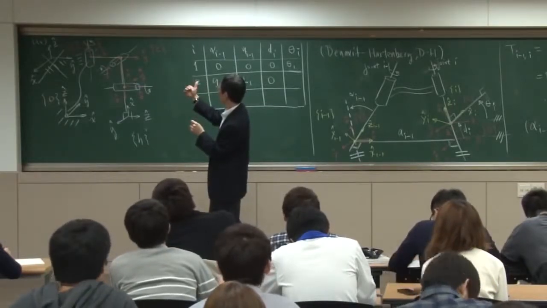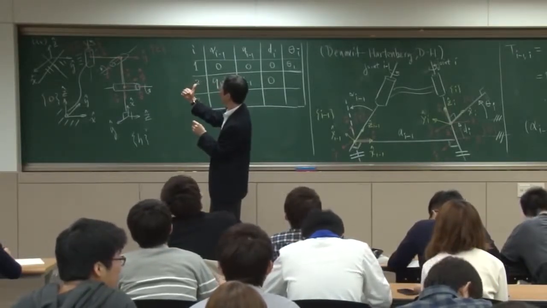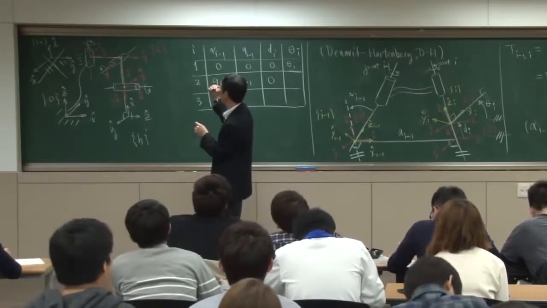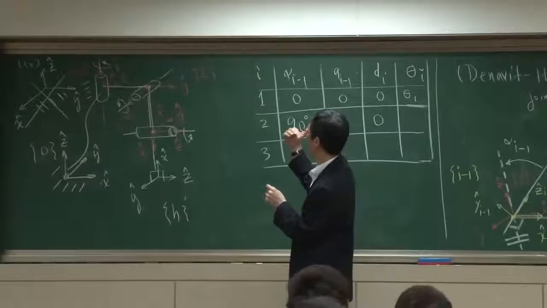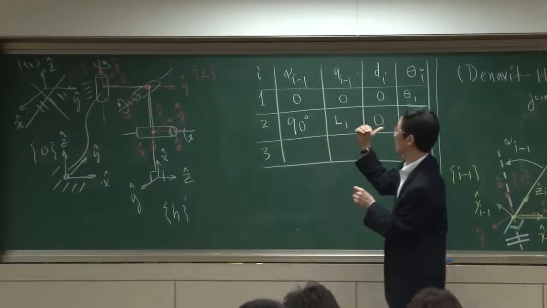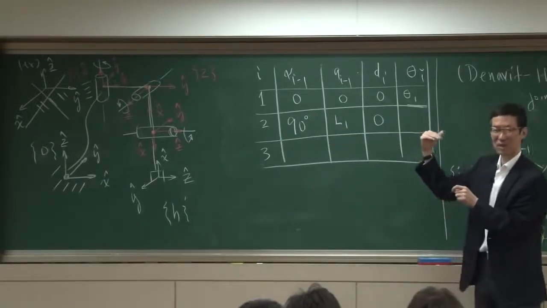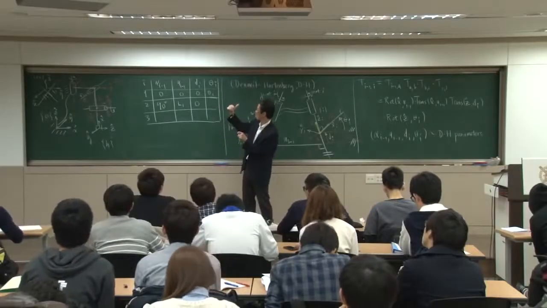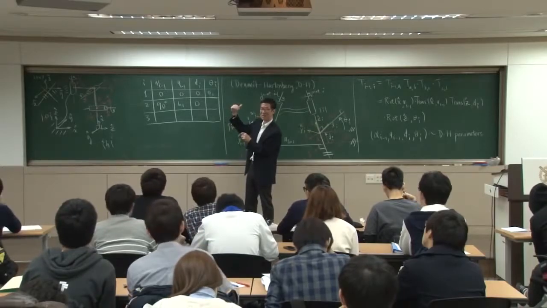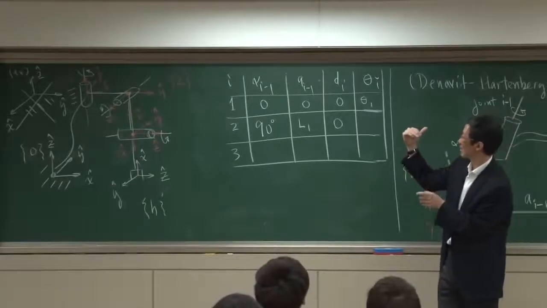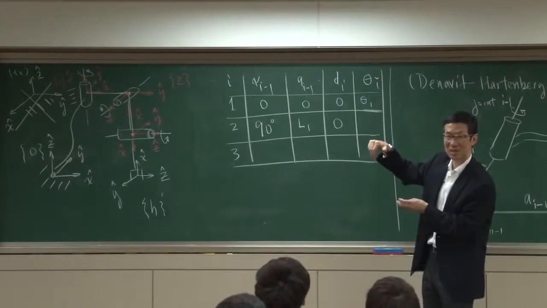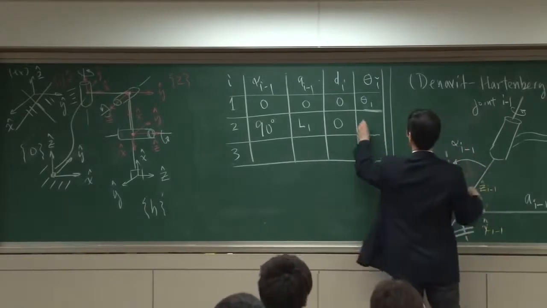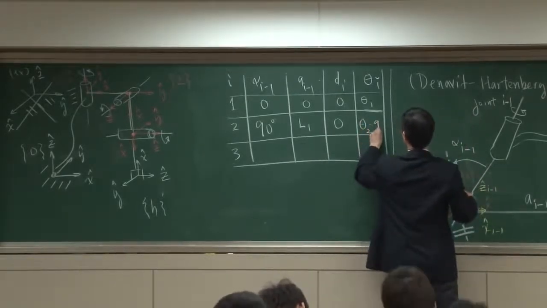So y is pointing up, right? Slid over. It's plus 90 or minus 90 degrees with theta. What is it? It's minus 90 degrees, I think, right? So this is theta 2 minus 90.